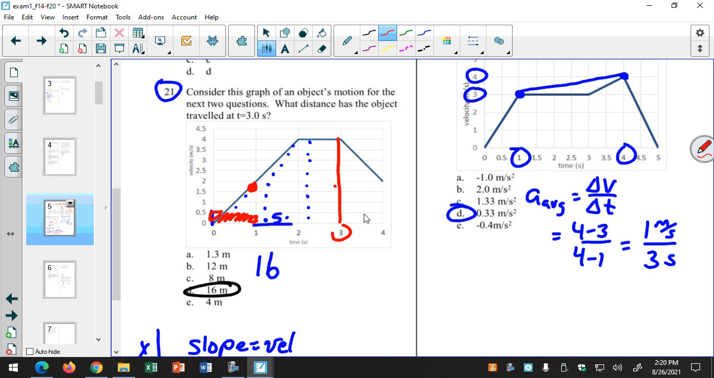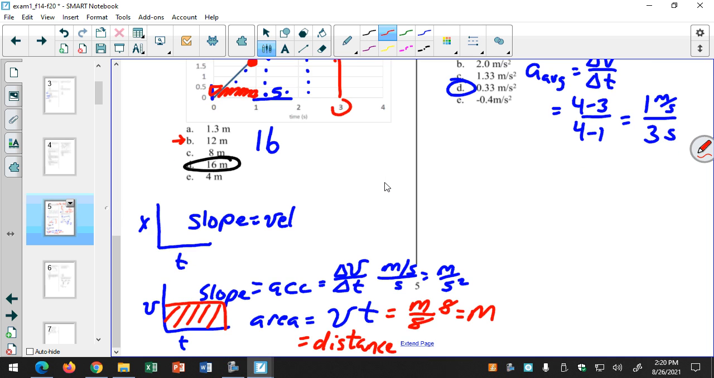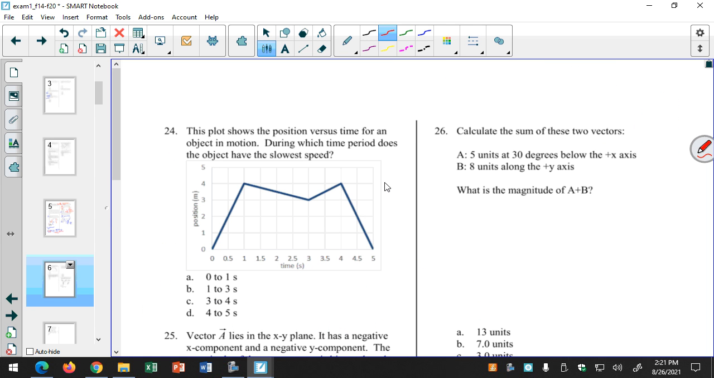The answers will be distinct enough. See, there aren't really any answers that are close to 16. You'd have to really botch it up to get an answer of 12 meters. Probably you'll mess it up just because you're doing it incorrectly. Okay? Let's look at some other graphing problems.